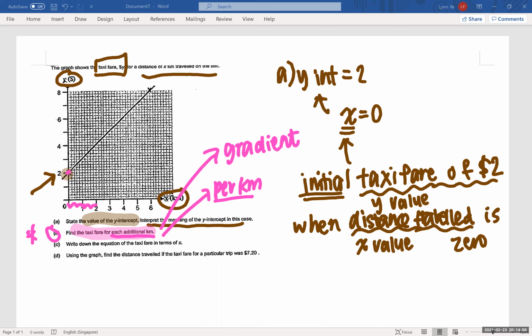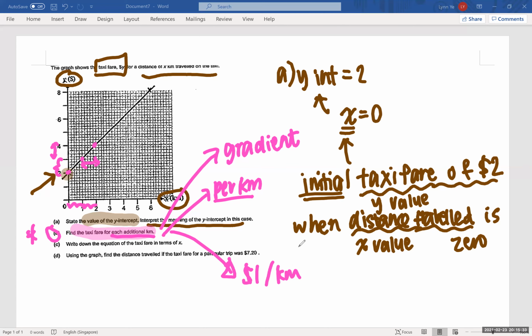Let's look at from 0 to 1. You can see that from 0 to 1, the taxi fare increases from $2 to $3, right? Let's look again from 1 to 2. When the distance goes from 1 to 2 km, an increment of 1 more km, can you see that the taxi fare also increases by $1? So therefore, I can say that the taxi fare is $1 per km, because for each additional km, per km means 1 km. So that's it for question B.